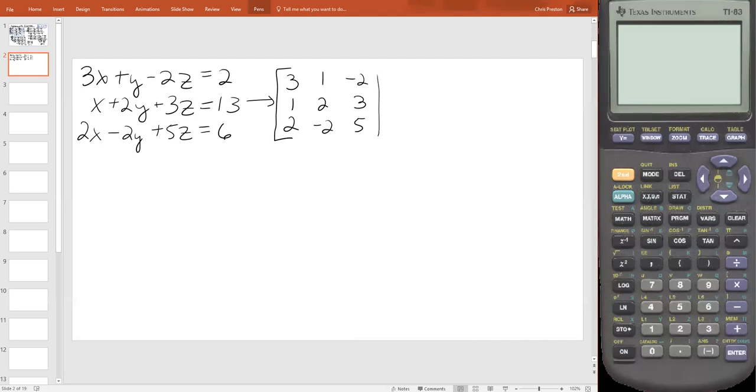Give me a second here. All right, get back to here. Right. So we're going to make that augmented matrix. And then we're going to put this matrix in RREF, reduced row echelon form. And I know you're groaning, no, but we're going to let the calculator do it for us. So first we need to put this in our calculator.